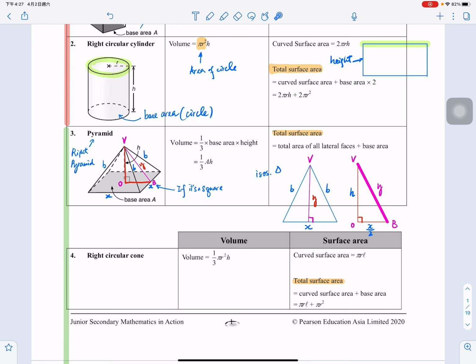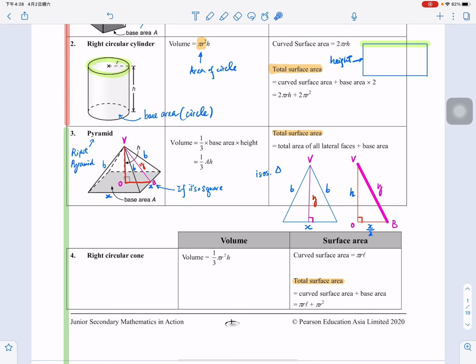That means we can use the height of the pyramid and then use OB. What is the length of OB? Actually, it's half of the size here. If this is a square, then you can use the projection of the vertex V, that means the point O. OB will be half of the length, half of the size. So this is x over 2. So you have OB, you have H, then you can find VB, that means the height of this isosceles triangle.